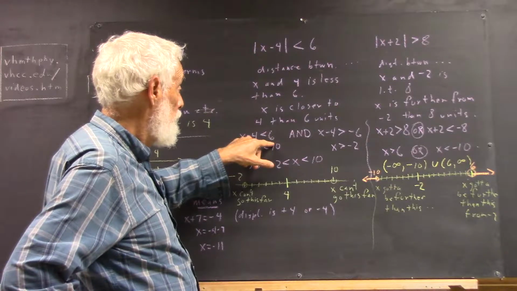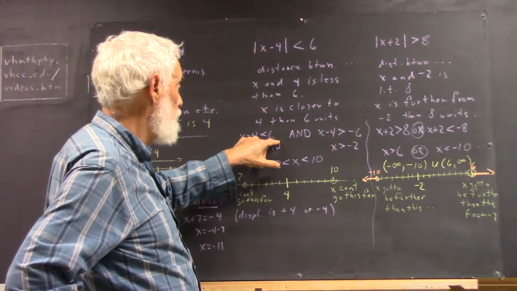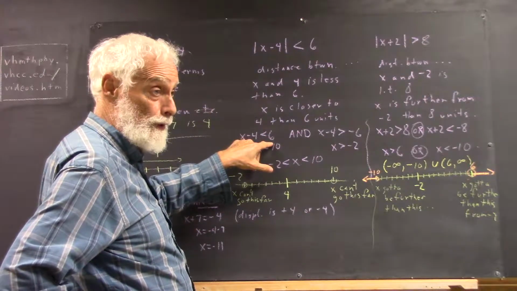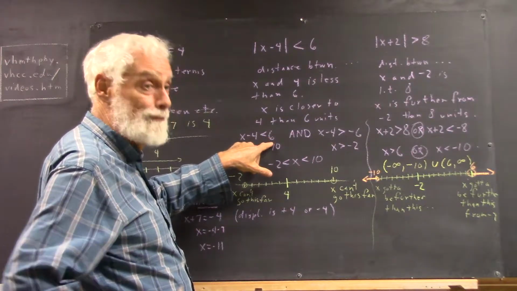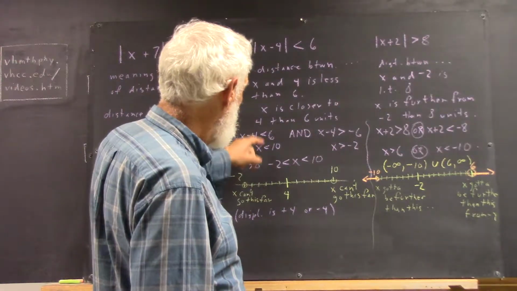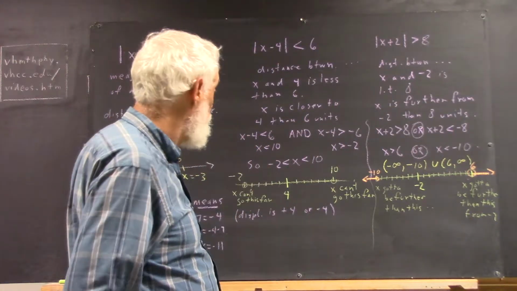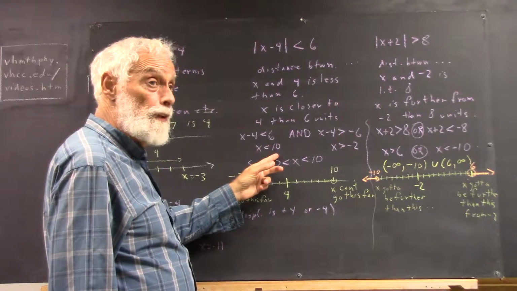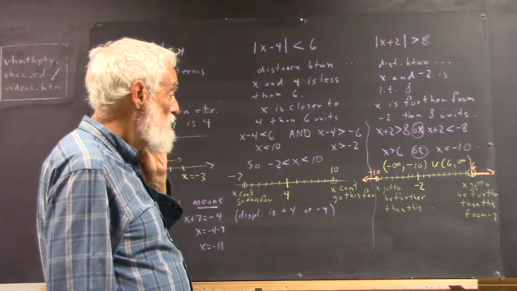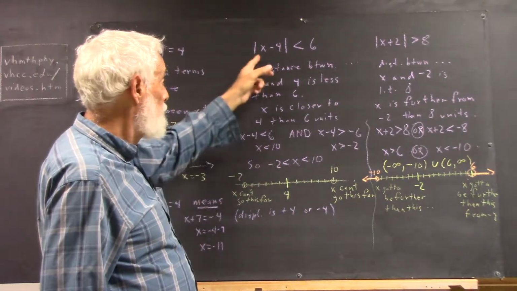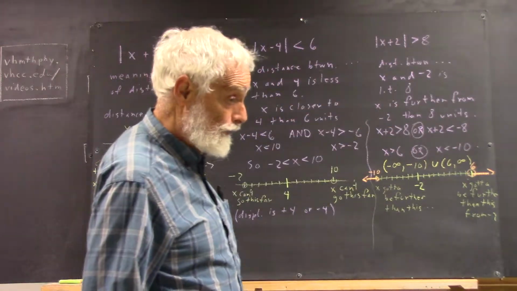Okay? Because if x minus 4 is greater than 6, this means the distance between x and 4 is more than 6. Or even if it's equal to 6, that's not less than, right? Okay, and this says that x has to be less than 10. Okay, but there are plenty of numbers less than 10 for which the absolute value of x minus 4 is not less than 6.